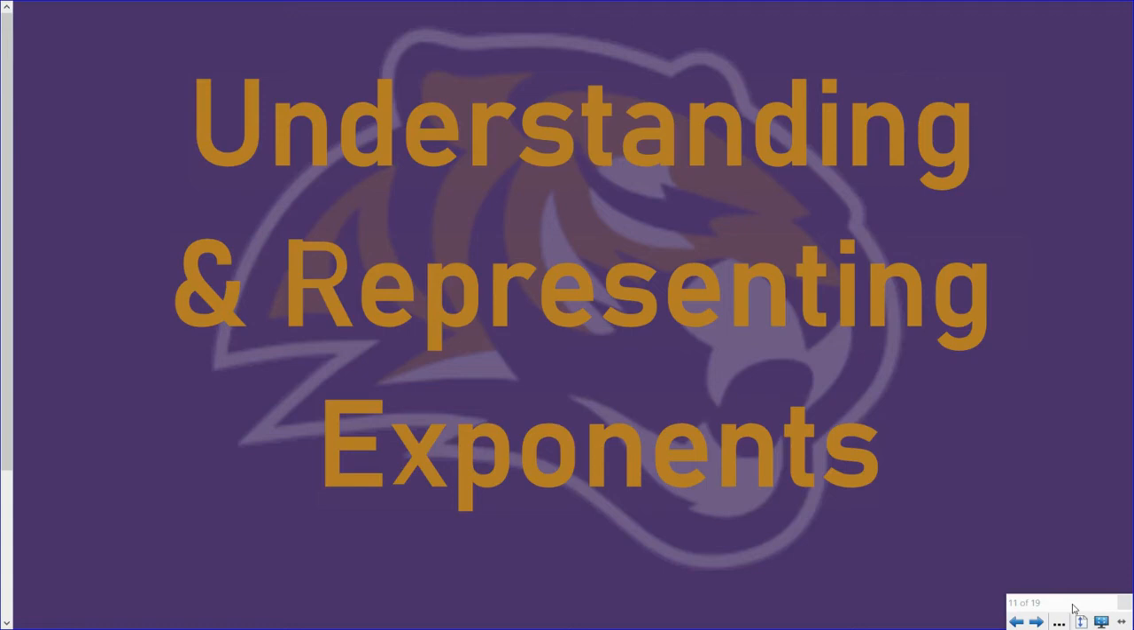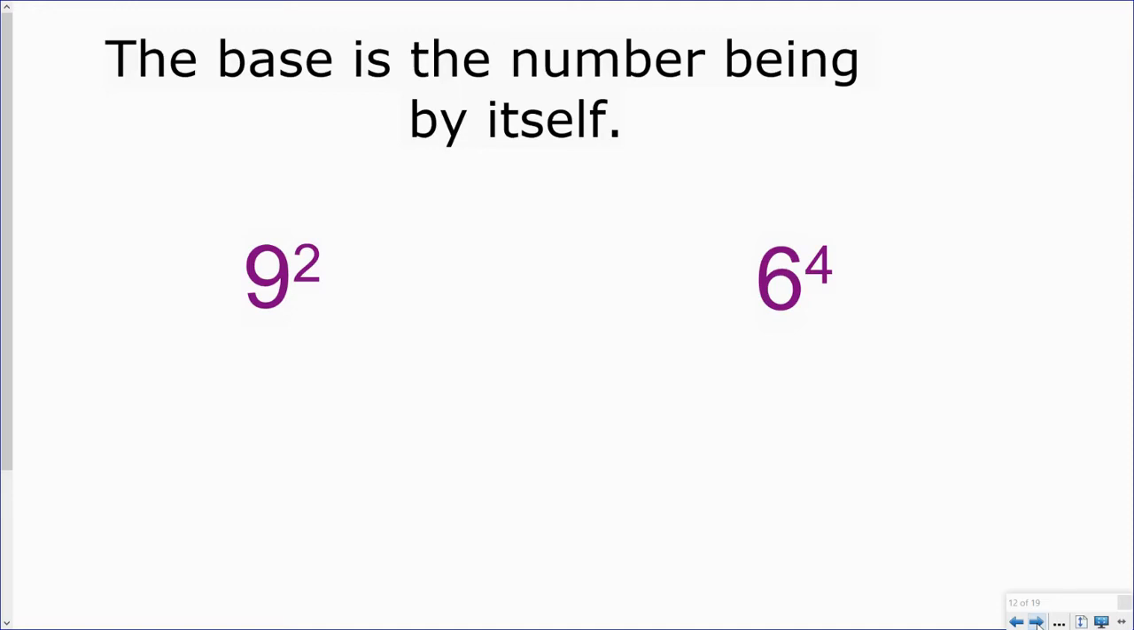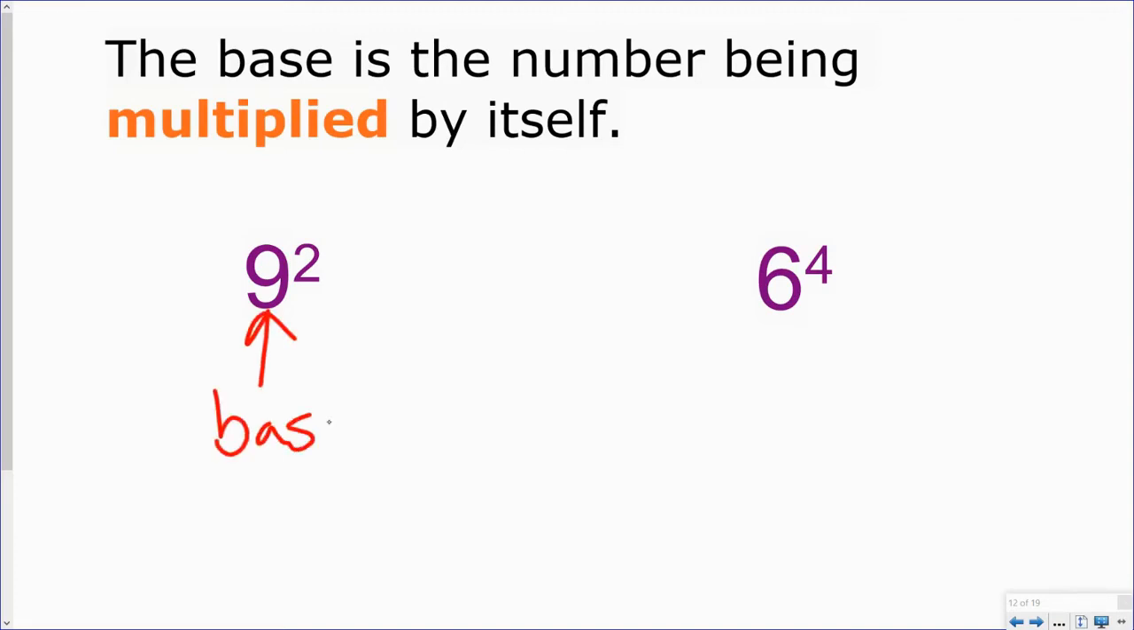In this video, we are going to take a look at understanding and representing exponents. So the first thing that we're going to do is take a look at what makes up the exponents. So the base is the number being multiplied by itself. So in this case, the 9 is the base because it is going to be the number that is multiplied by itself. And then in this case, the 6 is the base because it is the number that is going to be multiplied by itself.